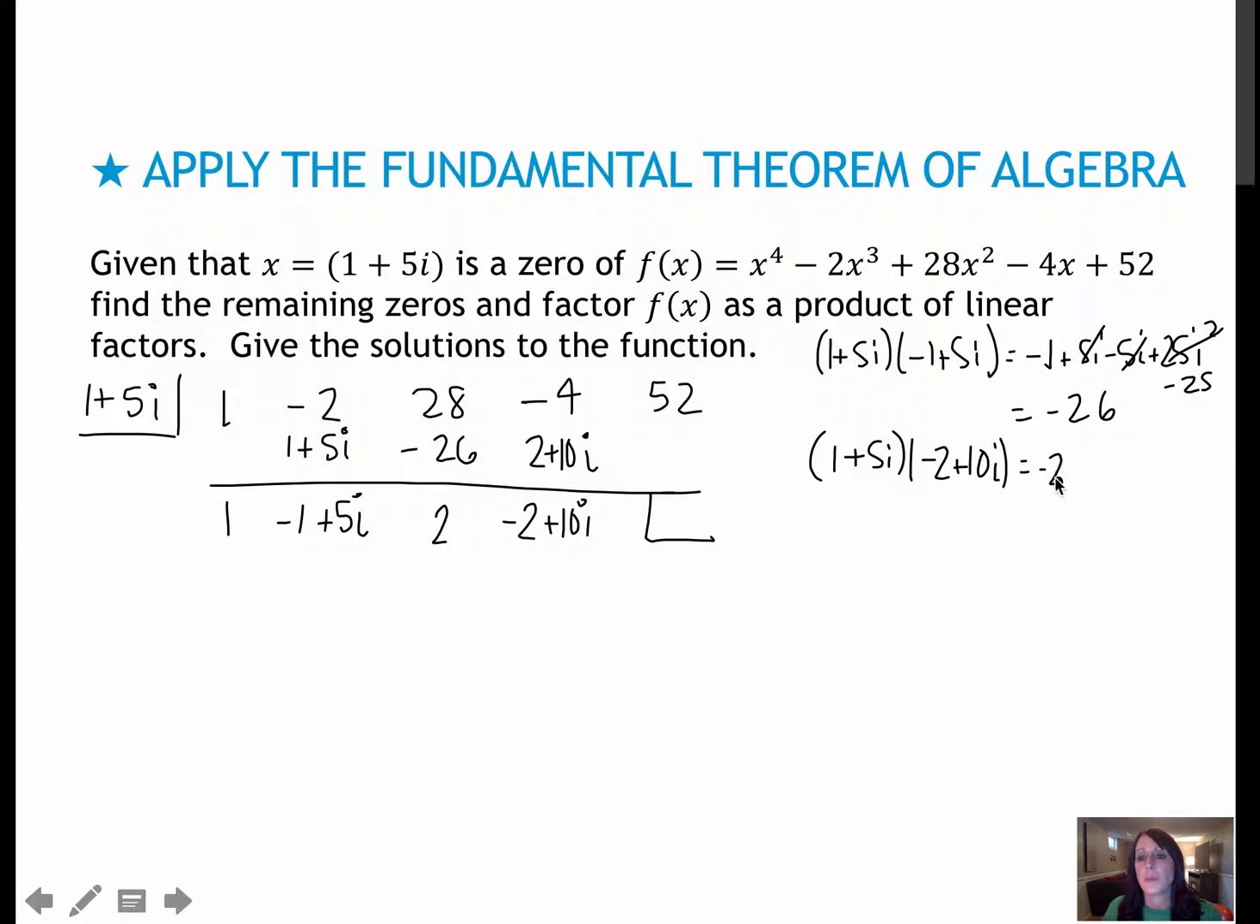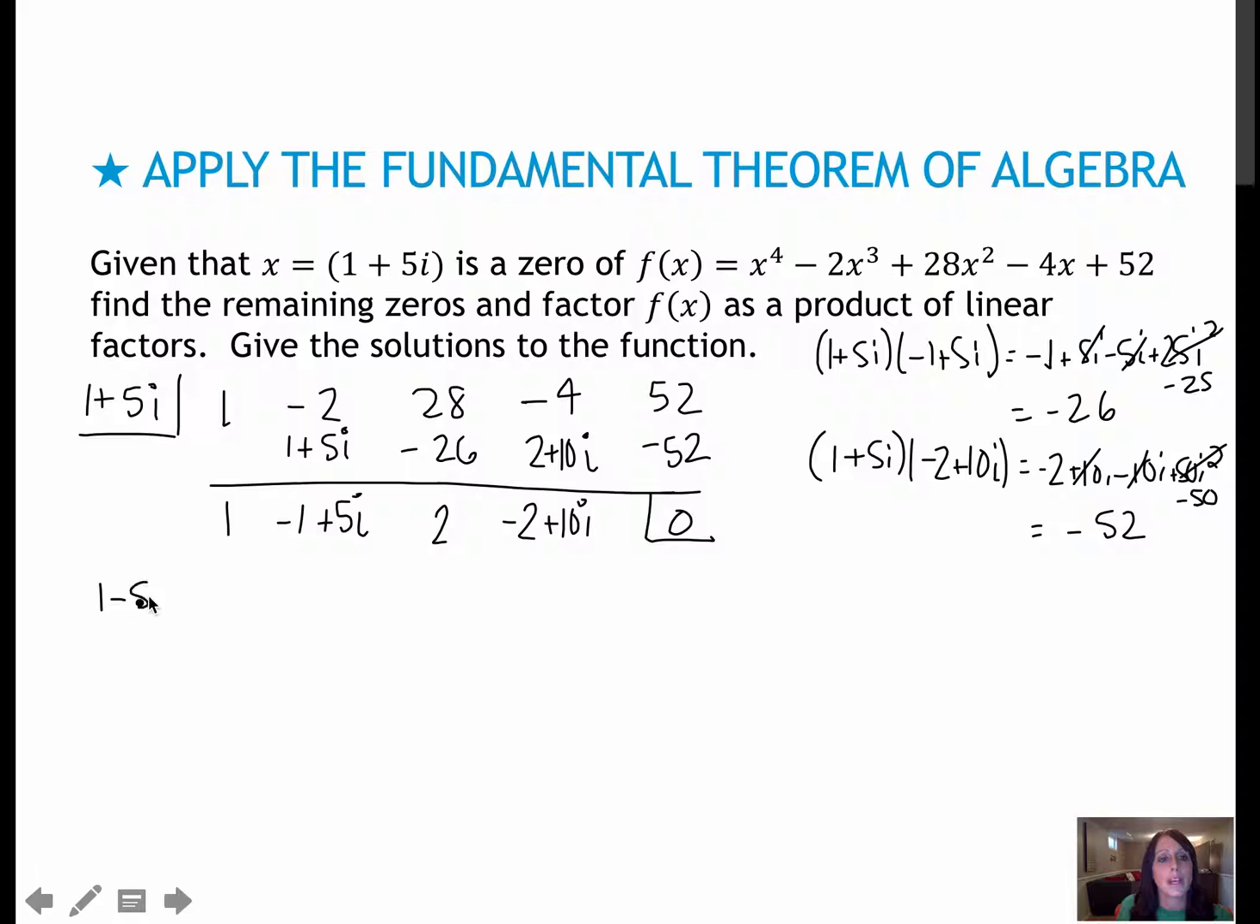That gives me -2 plus 10i minus 10i plus 50i squared. 50i squared, remember, that's times -1, so that's actually a -50. These two cancel, so that gives me -52. And that gives me 0. So yay, I did that one right, and that was one of my zeros.